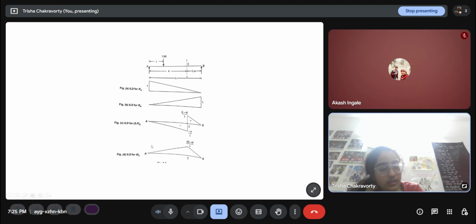Then it goes to 0. So here there is a jump in the shear force, but the bending moment diagram is continuous, though it has a change in the slope. So this is how we draw ILDs for reactions and for shear force and bending moment. This is the basic concept.